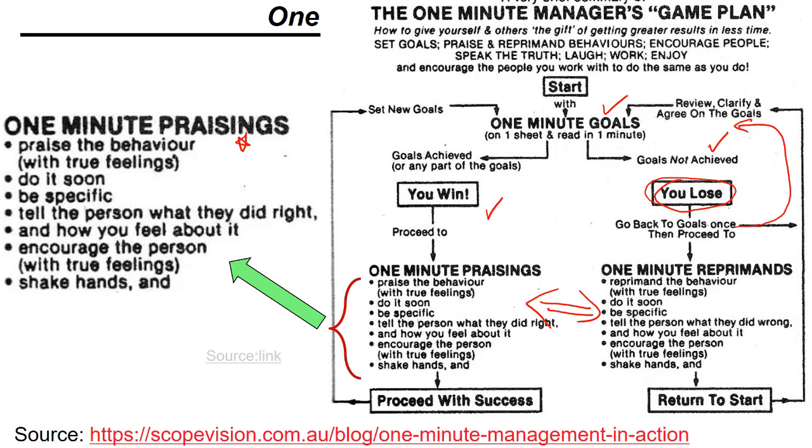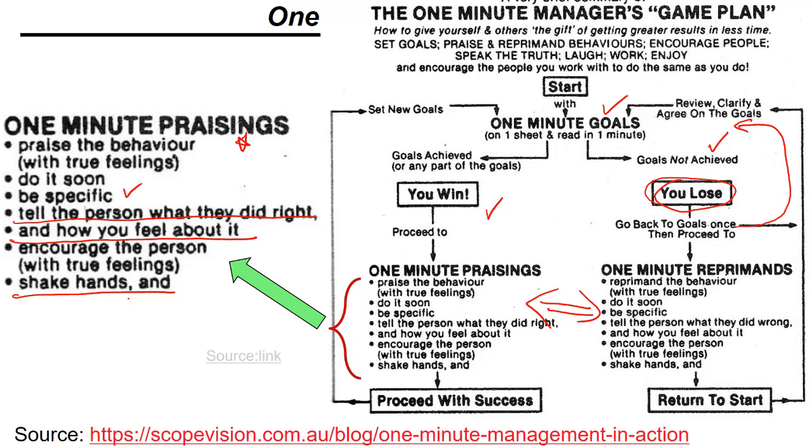Whatever has been done requires such praise. You try to be very specific. You try to tell the person what they did right or how you feel about it. Encourage the person with your true feeling and eventually shake hands. And that's pretty much the 1 minute praising.